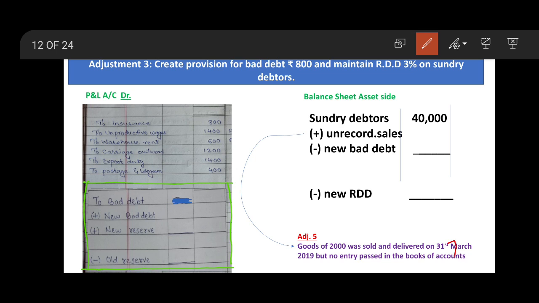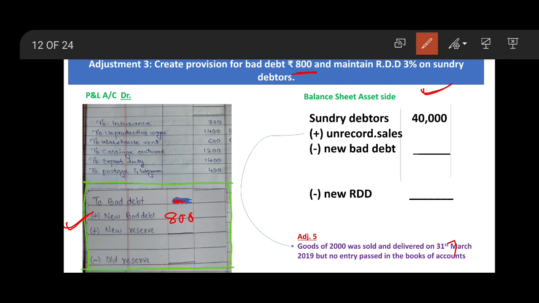What we do with this new bad debt? We go to the profit and loss account debit side and we go for the fixed format. To bad debts, add new reserve and less old reserve. Here in the question, we don't have any bad debts. So, bad debts will be nil. But this 800 is nothing but a new bad debt. This 800 will be transferred here as 800, as this is new bad debt. Apart from this, we go to the balance sheet asset side in this way.